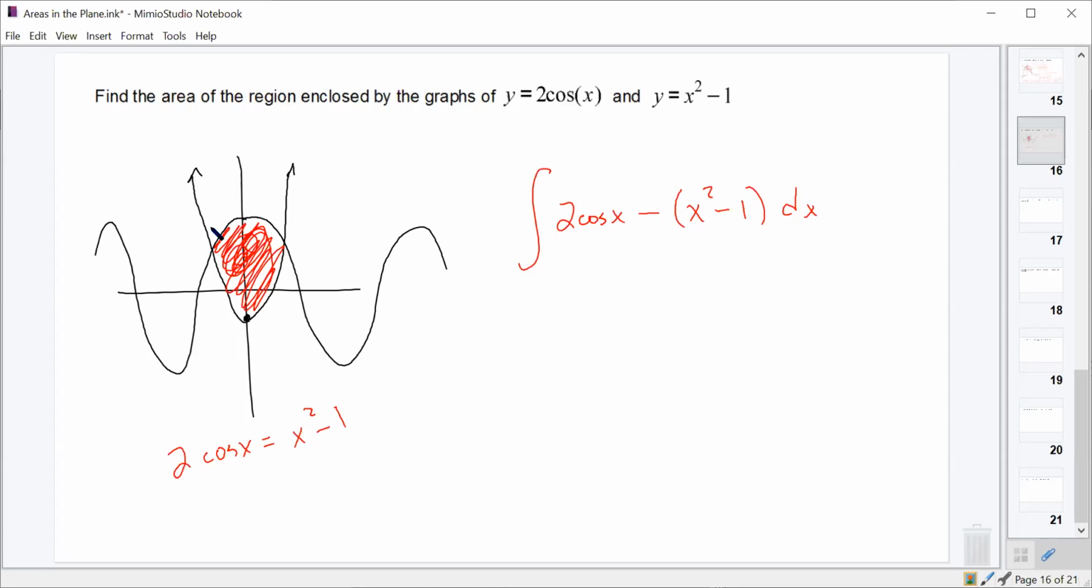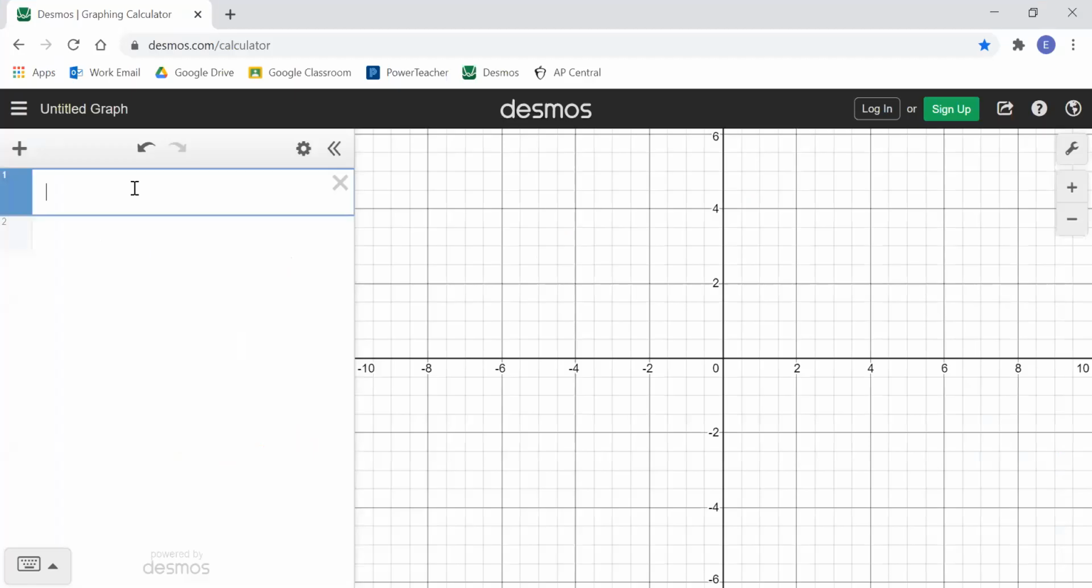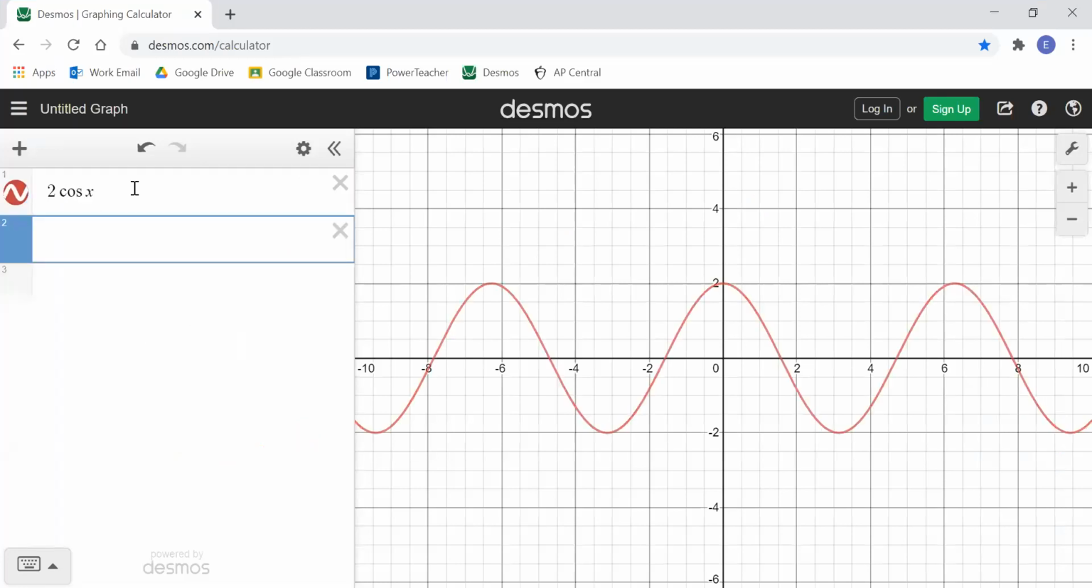And we'll note for both of these, and in fact, maybe I'll throw this up on Desmos real quick. We'll note that both of these are even functions, right? 2 cosine x, symmetric across the y-axis, and x squared minus 1, also symmetric across the y-axis. So the points of intersection should be numerically the same, right? Positive or negative. Looks like it's about 1.265.